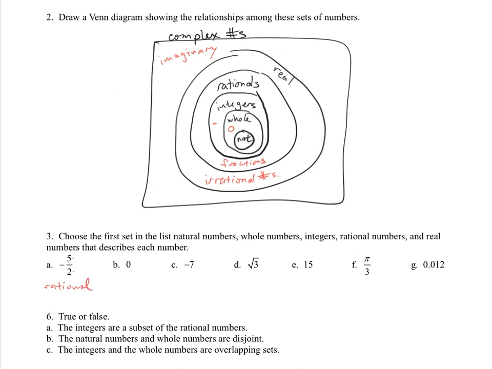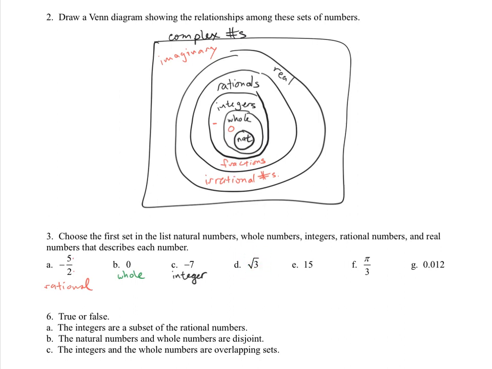0. Where was the first time we were able to see 0? Was 0 up in the natural numbers? No. Oh, here it is. 0 is what got us up to whole numbers. Let's say it's a whole number. Next, -7. Where was the first time we were allowed to see negatives? I think that was, yeah, right here, the integers. So we can call this an integer. Now, a square root of 3, that's a little tricky.